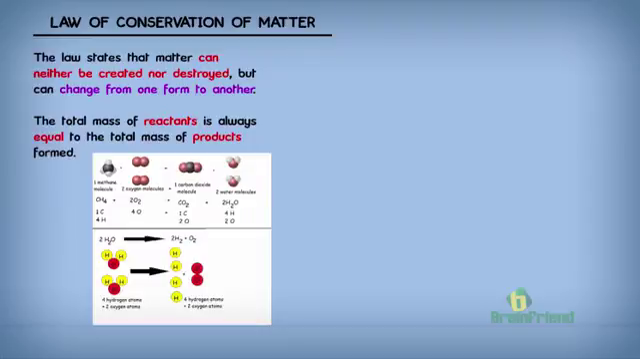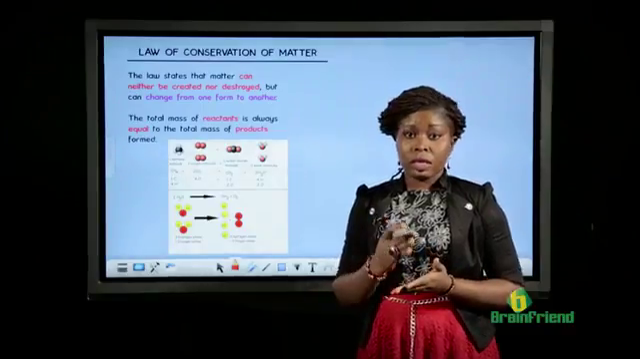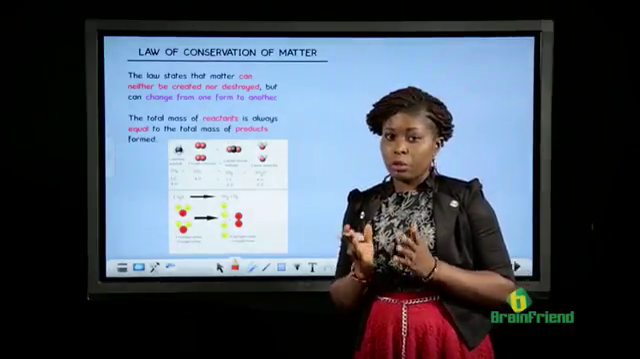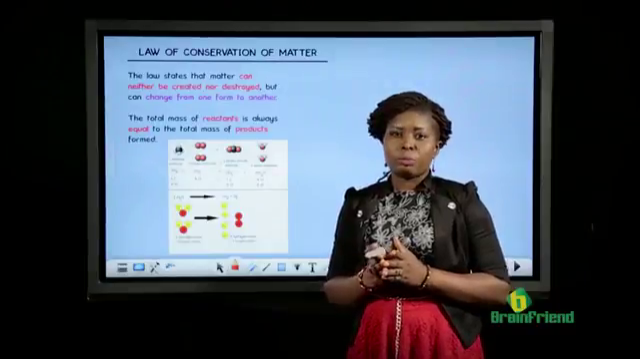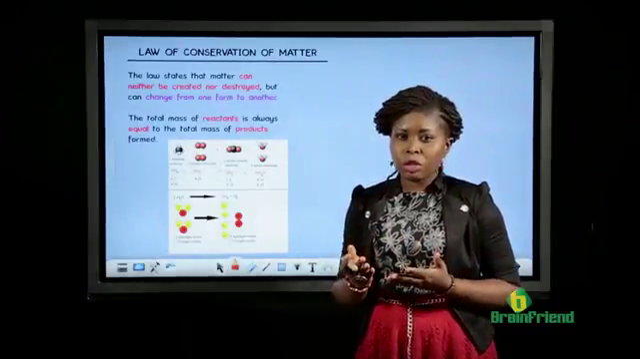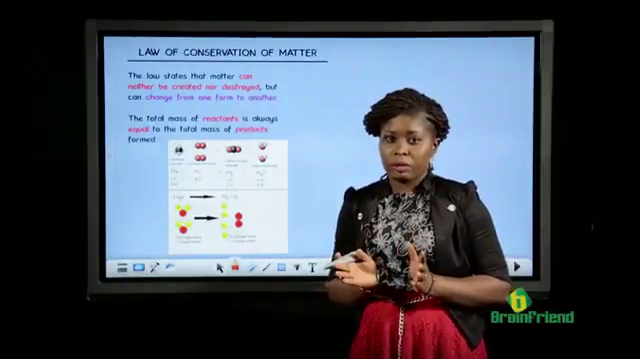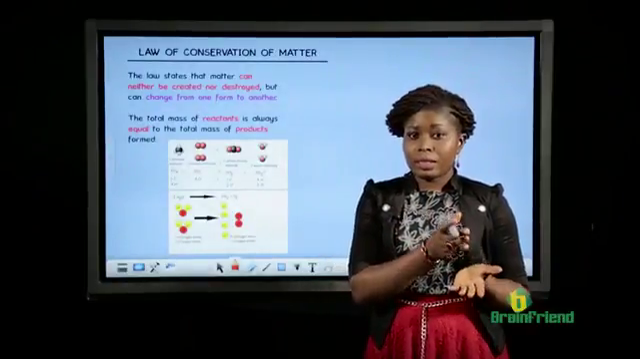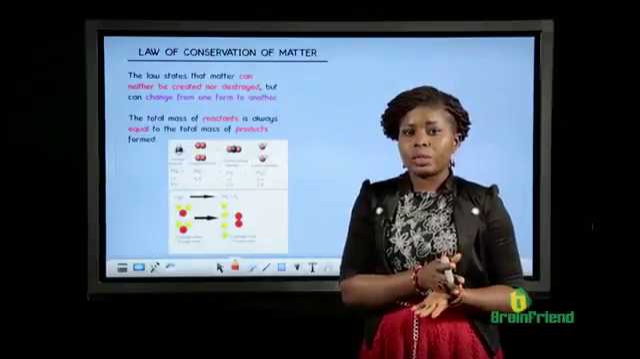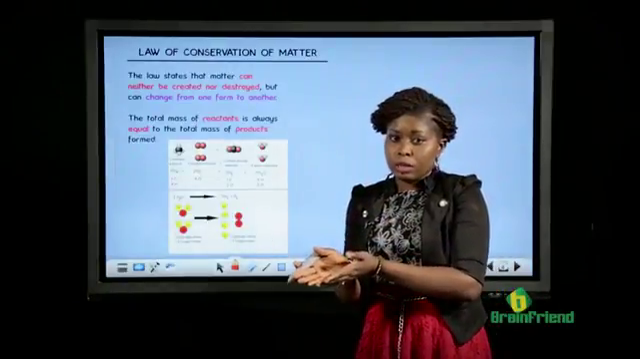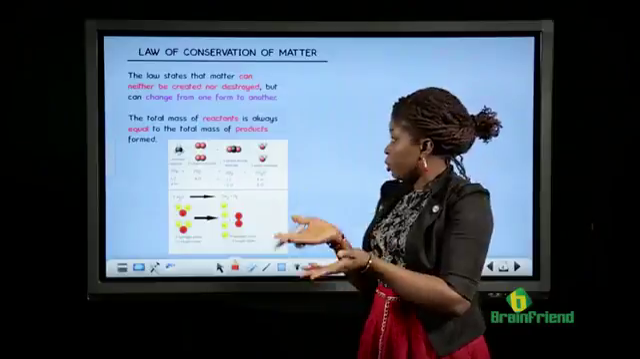Now, the law of conservation of matter. This law states that matter can neither be created nor destroyed. Rather, it can change from one form to another. This means that when elements combine to react, no new substances or elements are formed in the course of any chemical reaction. The same elements that start the reaction would also be the same elements that will be produced in the product.